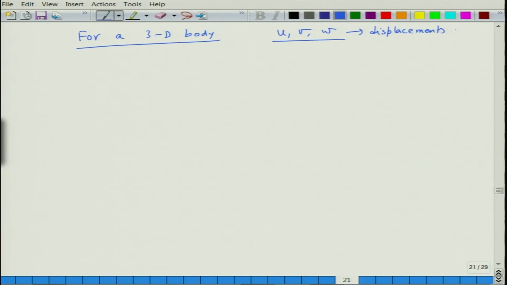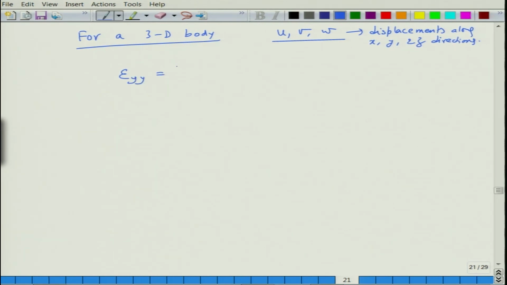So, let us say for a 3-dimensional body now, so you have u, you have v, you have w, okay, u for x, v for y and w for z. So, displacements w in z direction, u is the displacement in x direction and v is the displacement in y direction, so these are displacements along x, y and z directions.